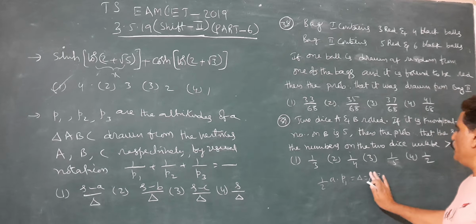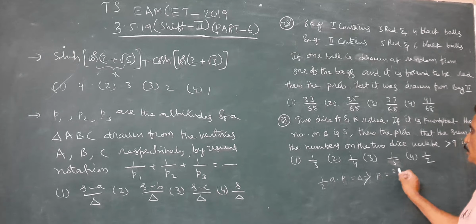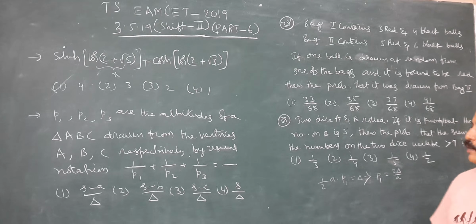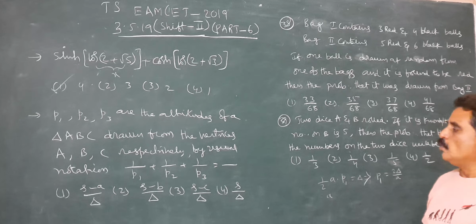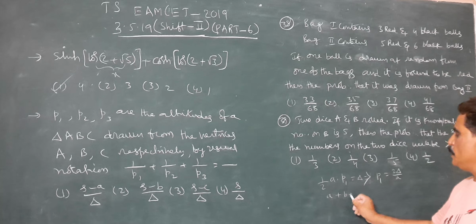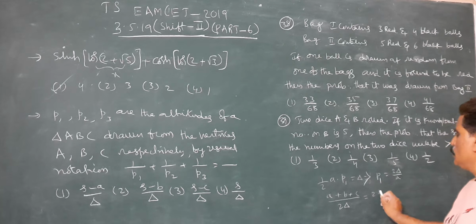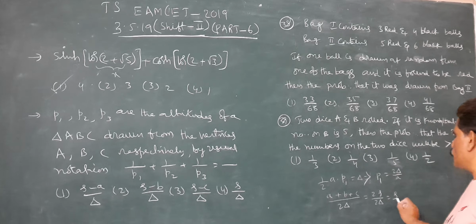From this, P1 equals 2 delta by a. You remember this point? P1 equals 2 delta by a. 1 by P1 becomes a by 2 delta, 1 by P2 is b by 2 delta, 1 by P3 is c by 2 delta. a plus b plus c by 2 delta. a plus b plus c is 2S, so 2S by 2 delta, which equals S by delta.